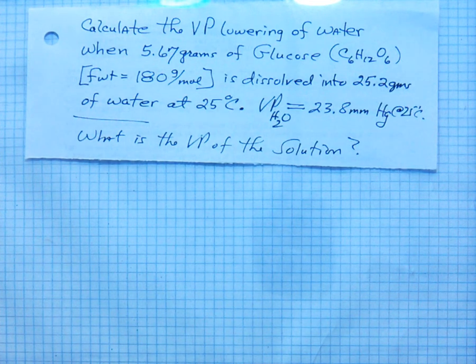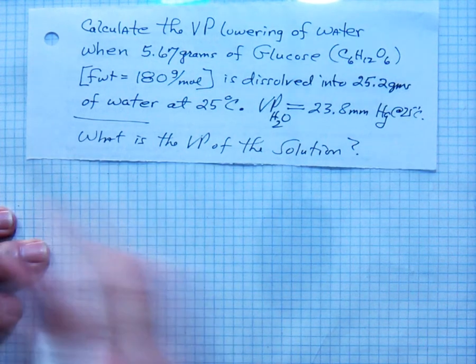Okay, here it's got two problems in here. One, calculate the lowering factor, and then calculate the final vapor pressure. So, what is the vapor pressure lowering of water when 5.67 grams of glucose is added to 25.2 grams of water at 25 degrees? Okay. Now it goes on, what is the vapor pressure of the solution? So, kind of give you a comprehensive look.